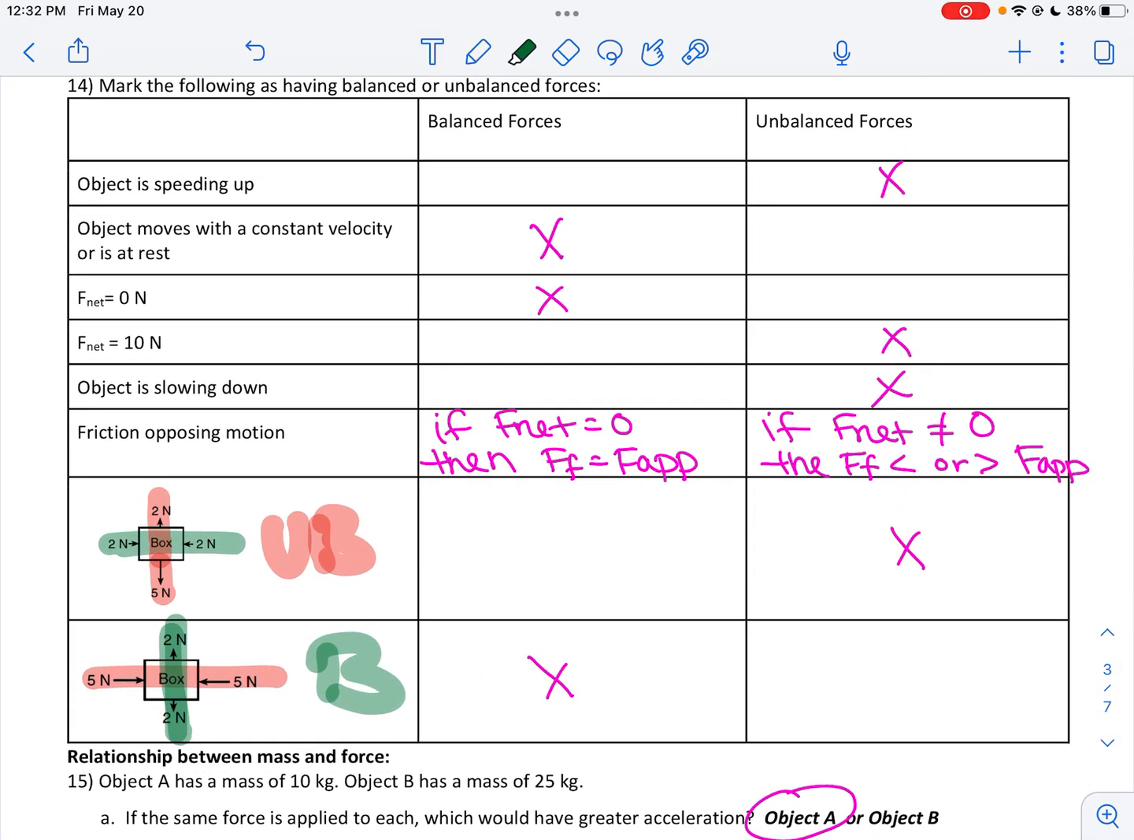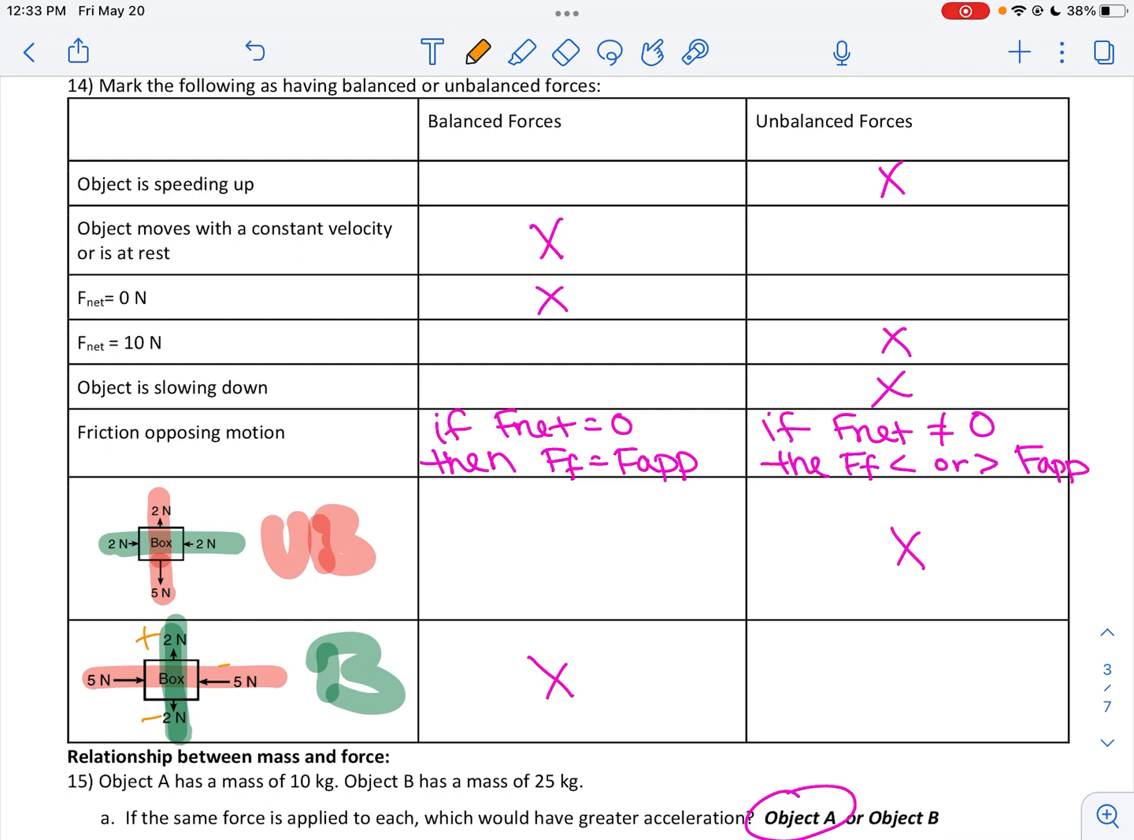Remember, when I have an unbalanced force, that is going to cause an object to accelerate. Okay, so it's either going to speed up or slow down or change directions, right? And it will always do that in the direction of the motion. Okay, so if the object's speeding up or slowing down, then I know the forces are unbalanced. If the object is going at a constant velocity or is at rest, then the forces are balanced. Okay, so remember, balanced forces have no net force because they end up canceling each other out. Usually up is positive, down is negative, so a positive 2 plus a negative 2 cancels out.